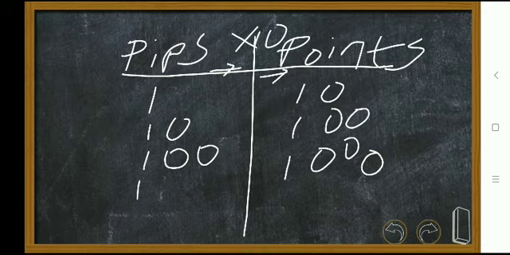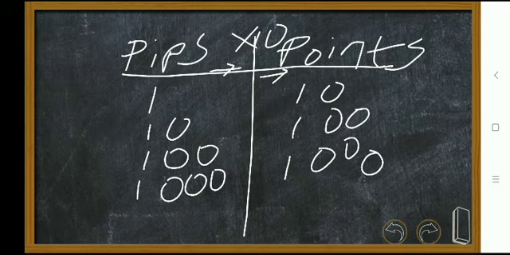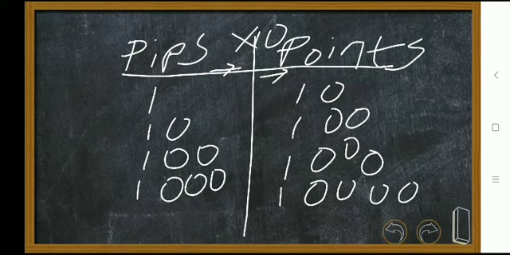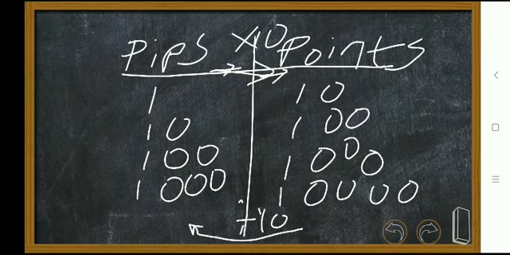So this means that 1,000 pips will be 10,000. Remember, we're multiplying by 10 to move from here to here. Then we are dividing by 10 to move from here to here. I hope this makes sense. Let's get further examples, because this is very important, ladies and gentlemen. This is very important, guys.